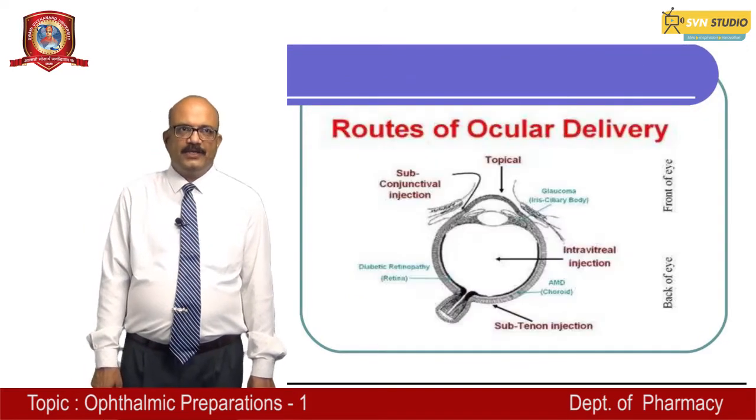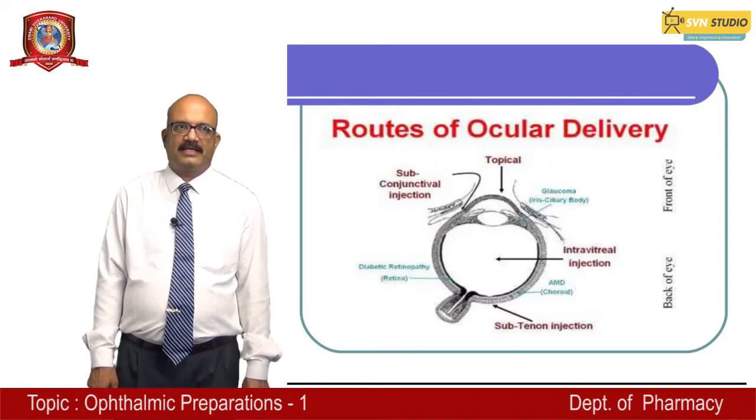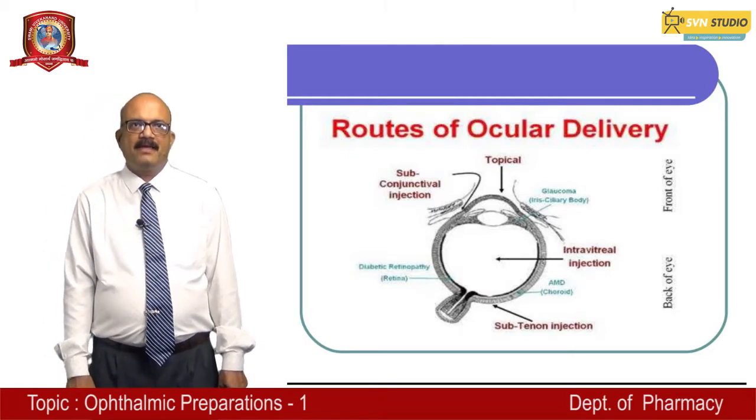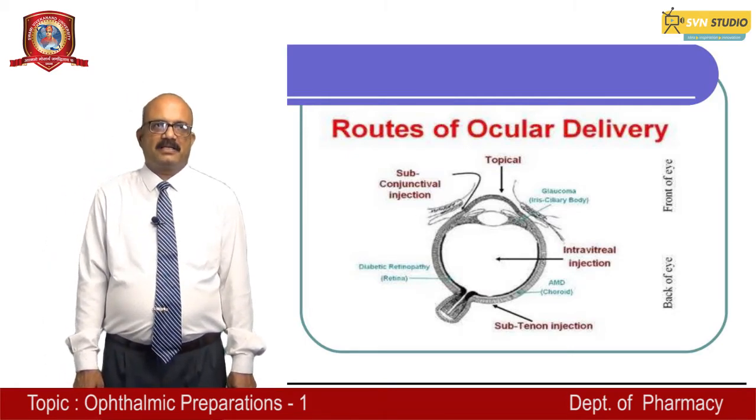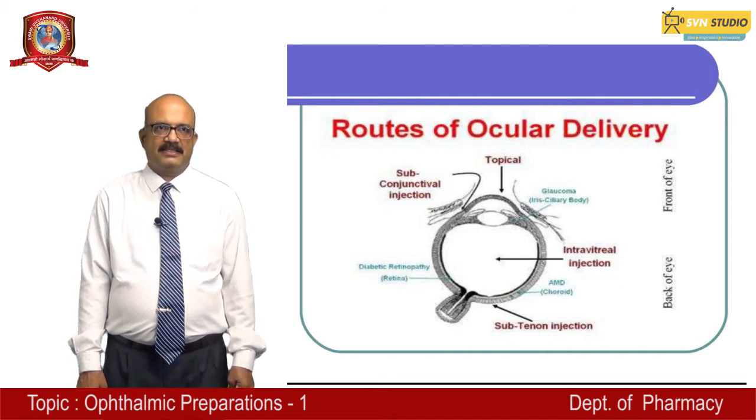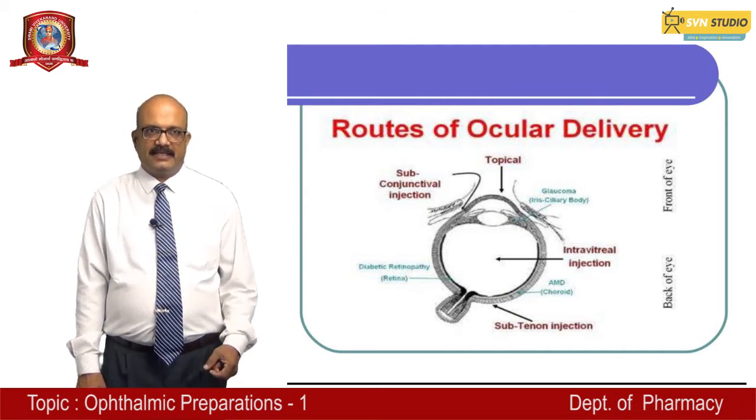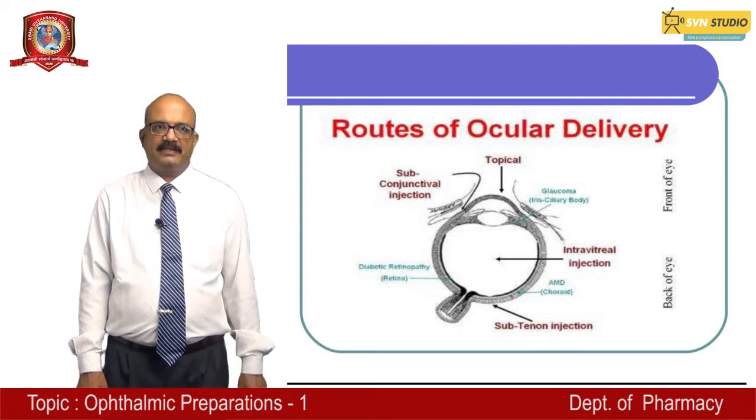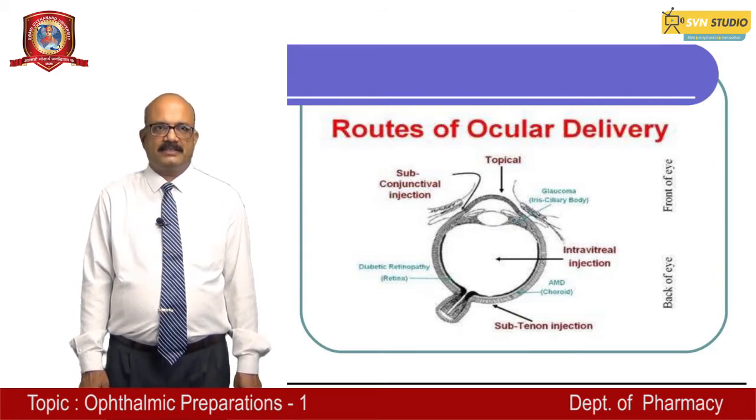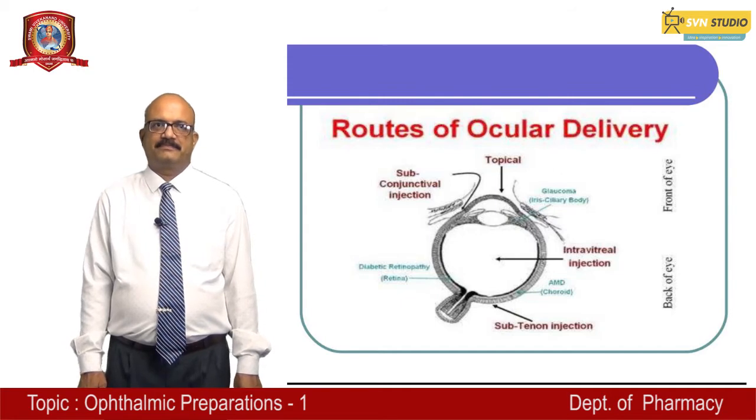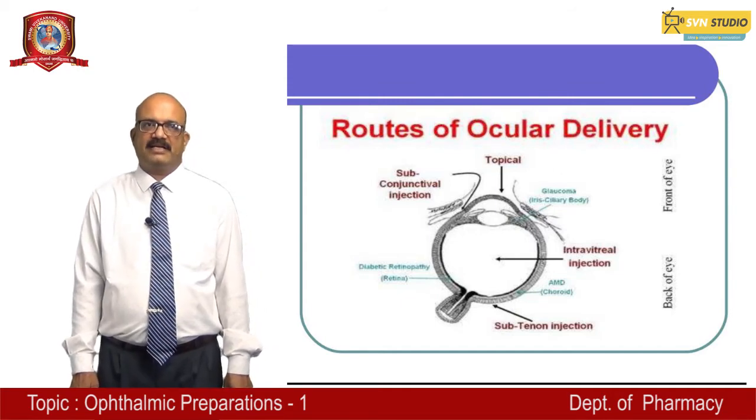The slide is showing the routes of ocular delivery: how the topical route can be administered, how a subconjunctival injection can be given in a specific part. Intravitreal injection can be given in the inner part of the eye. The subtenon injection is given almost near the nerves of the eye, or you can say the back of the eye.